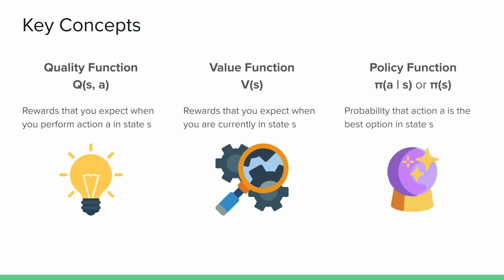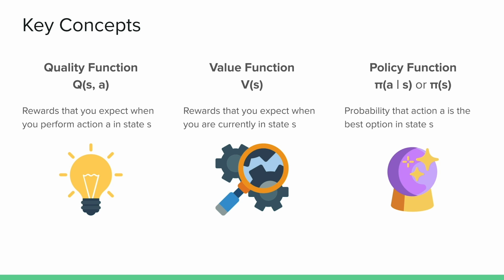And the third thing here, which is from this broad category, is the so-called policy function, which is the oracle. The oracle that says you're in this state, you should take this action to maximize the rewards that you can receive. So it's a probability that a certain action A is the best option in your state S.